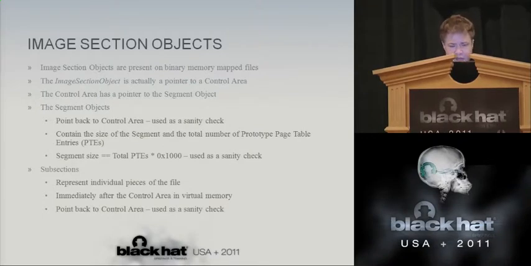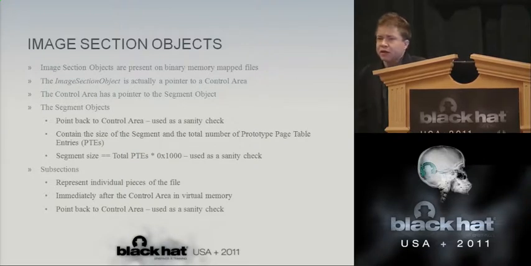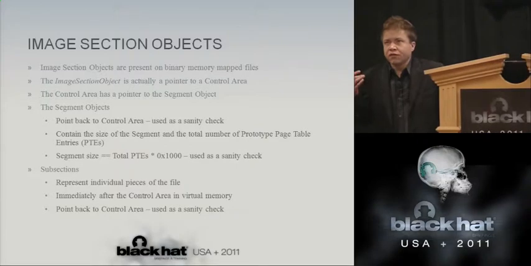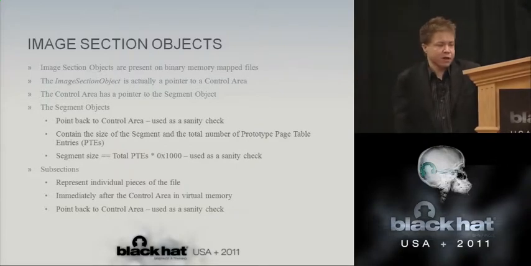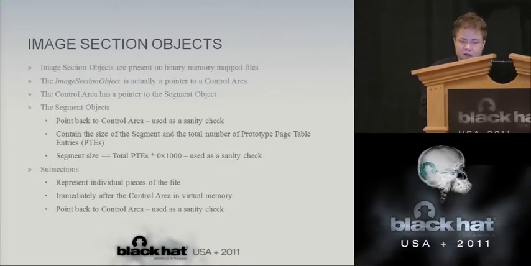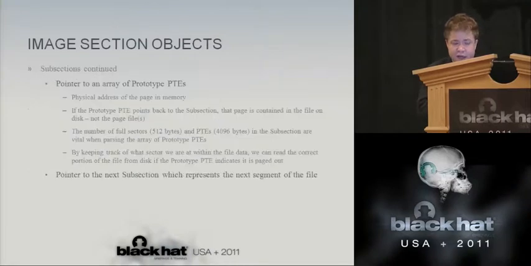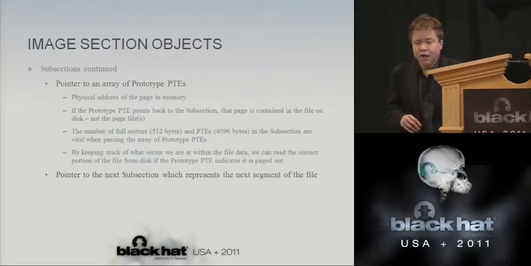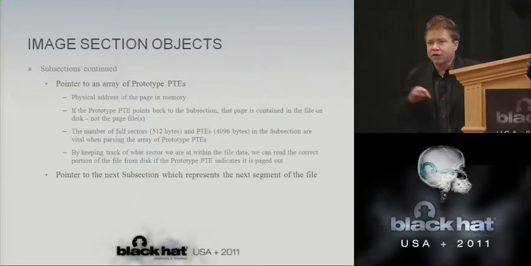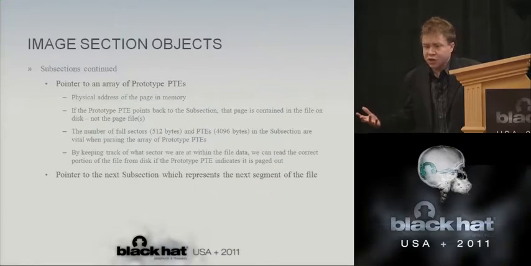We found that the subsections are immediately after the control area in virtual memory that you then translate into physical memory. So that's how you find the first subsection. The subsection is going to contain a pointer back to the control area, so you can use that again as a sanity check. Jump to the last bullet there. Every subsection contains a pointer to the next subsection. So once you find one of these things, you can walk the list to find all of them that represent the file in question.